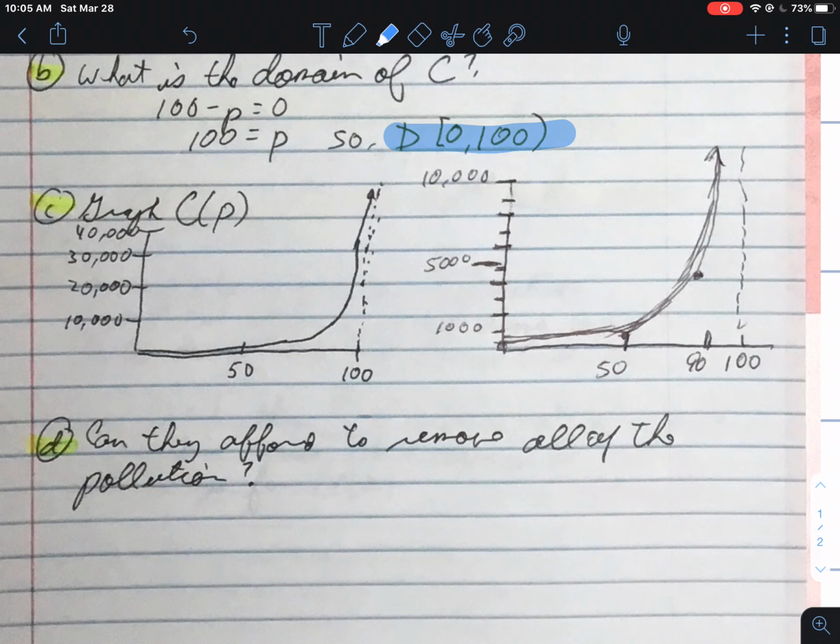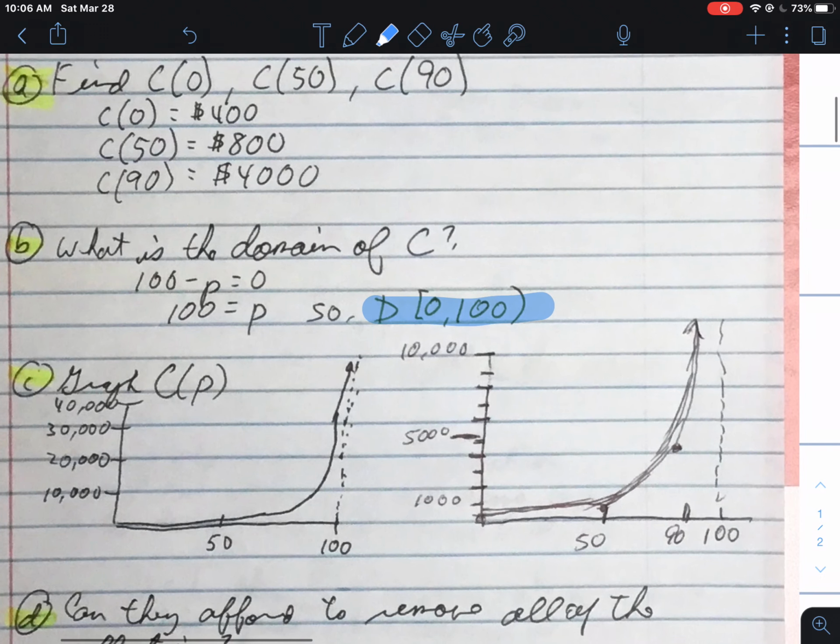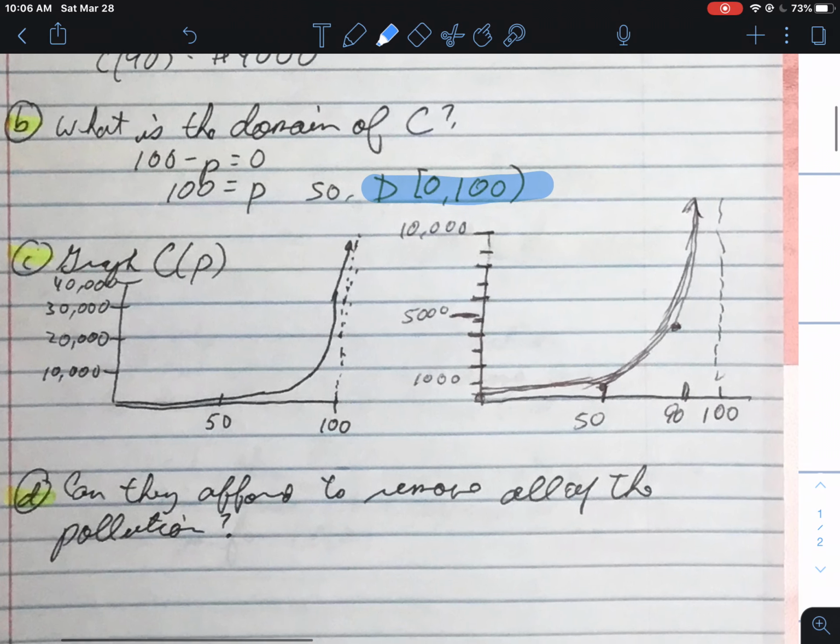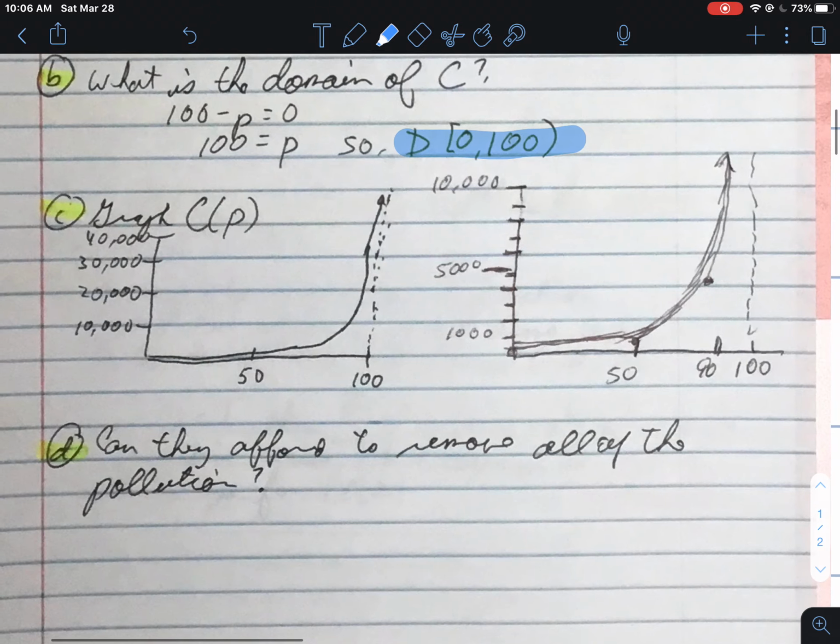Here I'm looking at the graph of the function C of P, and I've done two graphs here. I want to start with the one on the right first. The x-axis is our p-axis, the percent of the pollutants that can be removed. So we said that could be anything from 0 to 100. We know the function is undefined at 100, so I put in a vertical asymptote, and then I plotted the points that we found back in part A. C of 0 equals 400, C of 50 is 800, C of 90 was 4,000. And then I graphed the y scale. I pulled it up to 10,000 just to get a decent view.